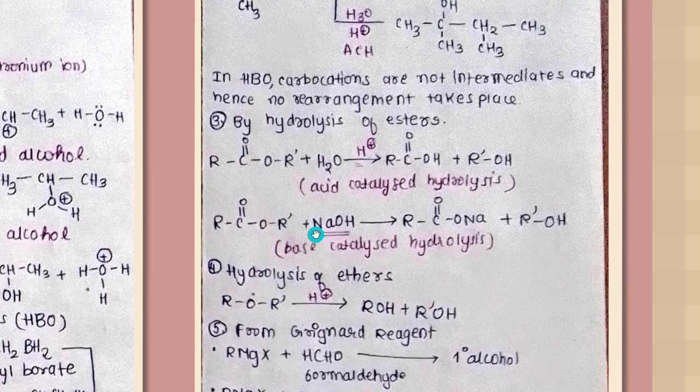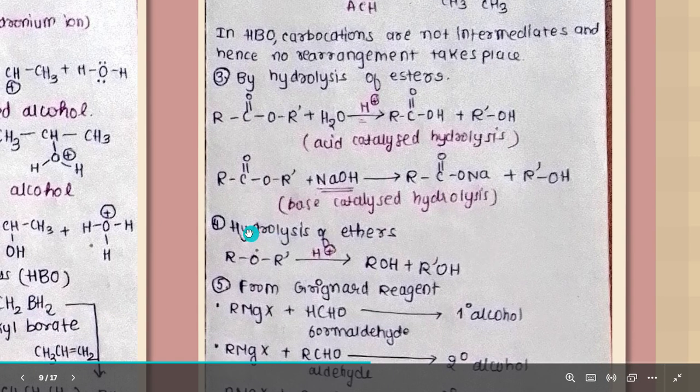Again, H plus means what? Acidification. Acid catalyzed hydrolysis, right? Now, in the next step we have base catalyzed hydrolysis, taking NaOH, right? So there what will happen? We have RC double bond O, OR dash plus NaOH, which is a base, which will give me RC double bond O, ONa plus R dash OH, which is alcohol and the sodium salt of that carboxylic acid.